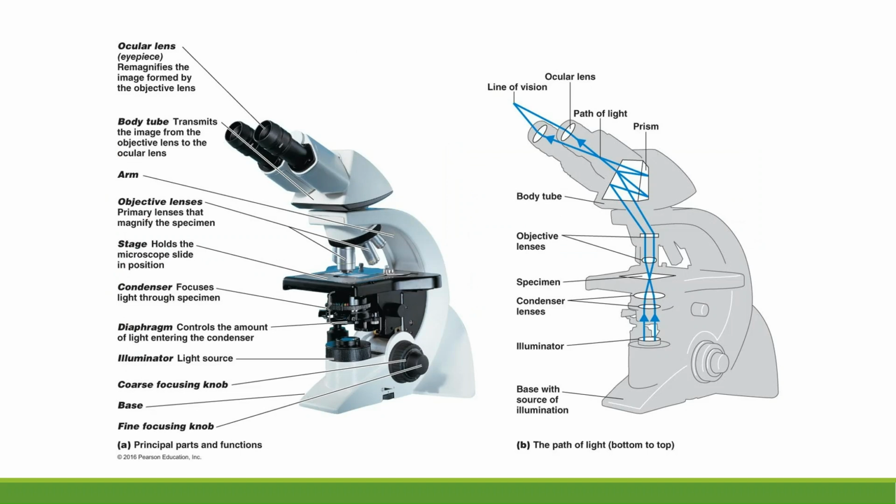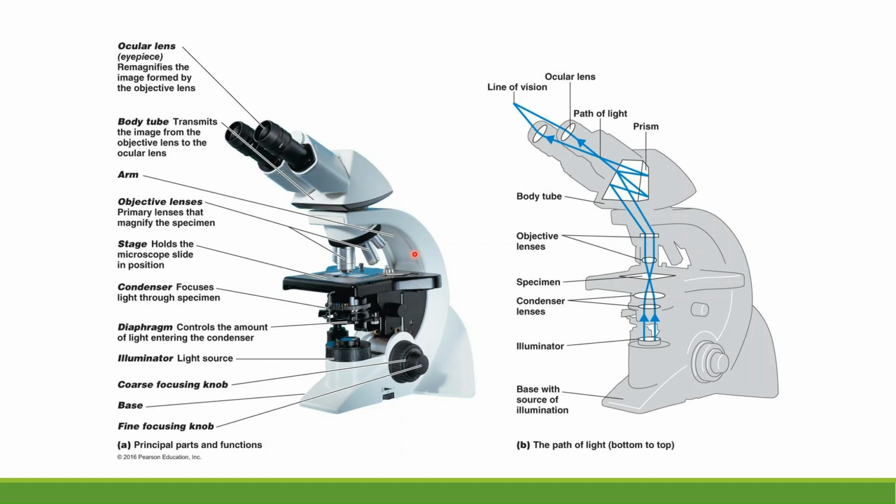This is called a compound light microscope because it uses visible light and because there are two lenses in it. Two main lens types in the compound light microscope. The first and most obvious one is the ocular lens, and this is the eyepiece which magnifies or remagnifies the image formed by the objective lens. So here at the top is the ocular lens, and here about midway down is our objective lens. And we're going to take you through this one at a time here.